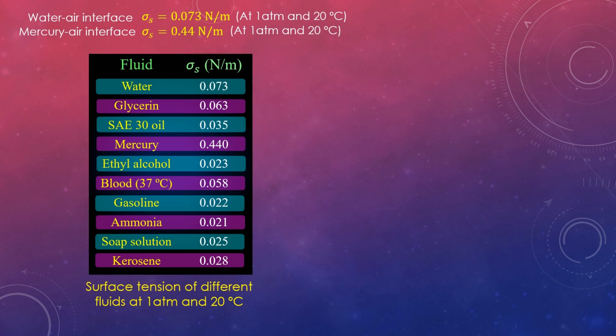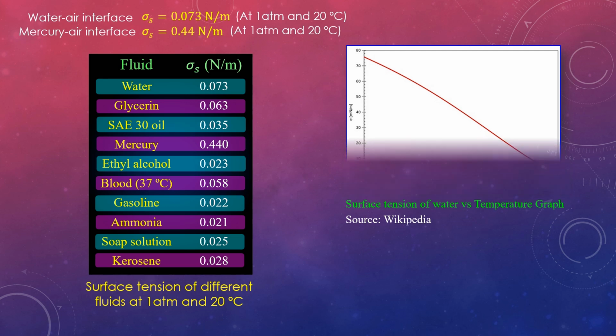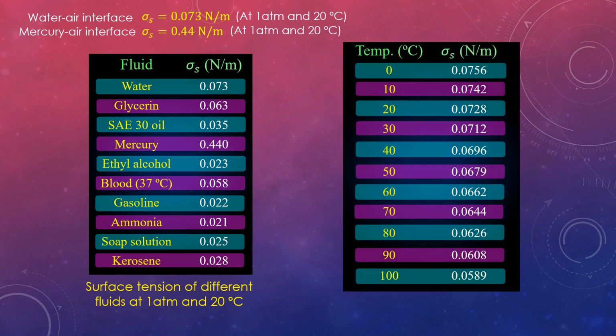Let's look at some factors affecting the surface tension of a liquid. First, temperature. The surface tension of a liquid in general decreases with temperature and becomes zero at a critical point. The critical point is the temperature above which there is no distinct liquid-vapor interface. This table shows the decrease in surface tension of water with rise in temperature.